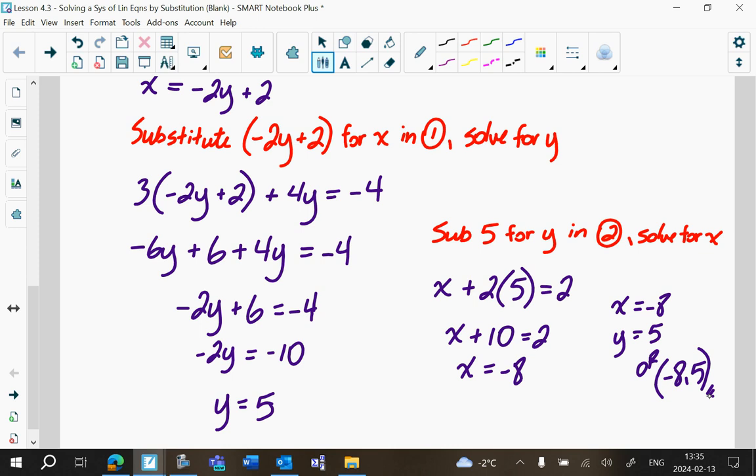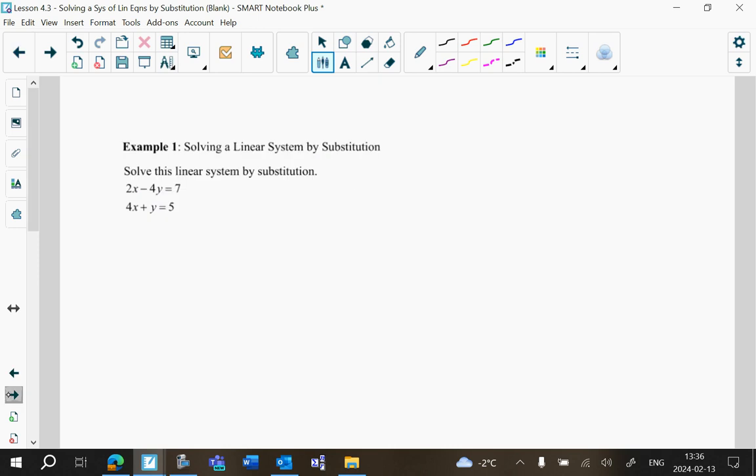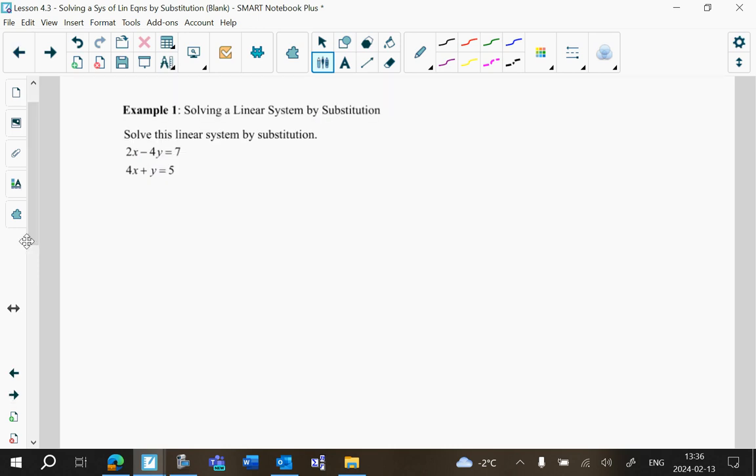Okay, let's have a look at another one. Let's try this one. So first thing I'm going to do is I'm going to label them 1 and 2. You don't have to do this. You don't have to write all the steps. I find it easy. It allows me to keep track of things.